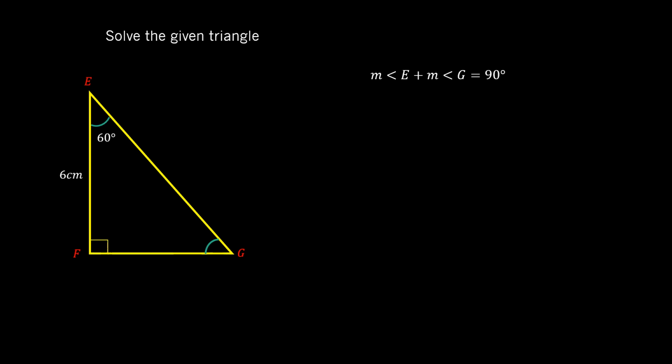This is always true for any right angle triangle. So it's easy to find the measure of the other angle by subtracting the given angle from 90 degrees. So 60, I will subtract it from 90, so the measure of angle G is 30 degrees. Now that I found the measure of angle G, I will find the other unknown sides.